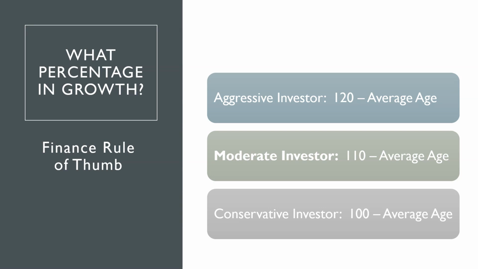If you consider yourself an aggressive investor, you should have 120 minus your age as a percent in growth investments. If you consider yourself a moderate investor, you should have 110 minus your age as a percent in growth investments. And if you consider yourself a conservative investor, you should have 100 minus your age as a percent in growth investments. If you'd like, I can give you a way to reach back to me at the end of this video to get a more in-depth and technical explanation for how this formula evolved and why it works. But for now, just know that this is a good guide as you get started.